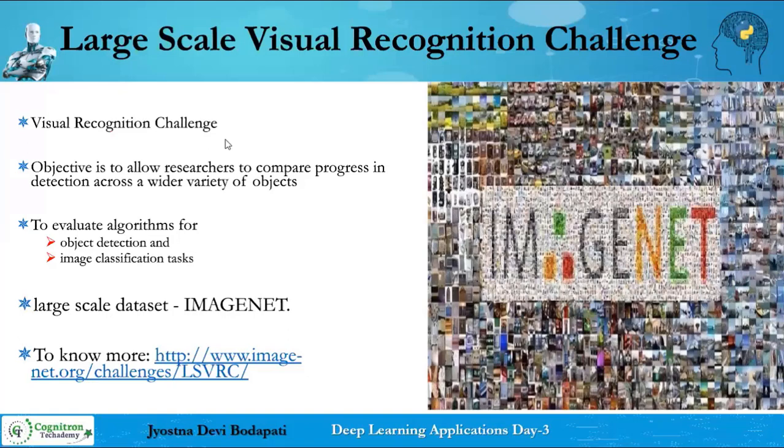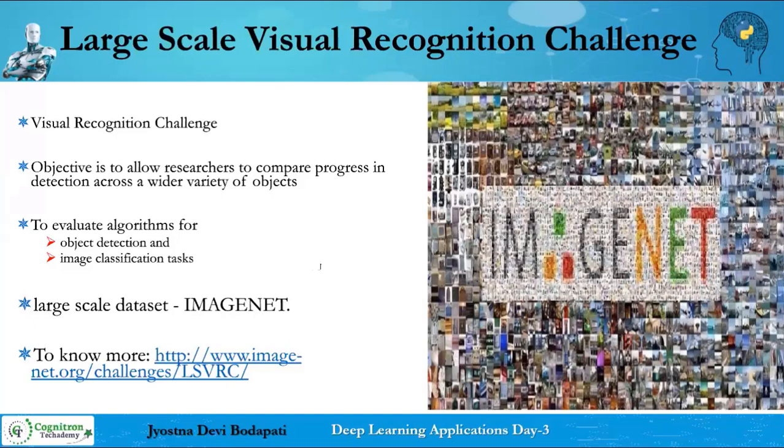There was a challenge called the Large Scale Visual Recognition Challenge. It was introduced with the objective of allowing the research community to compare their progress, their algorithms, on object detection or classification models. Different people implement different classification algorithms, but no one knows whose model is better, because all of them use different data sets. Then you cannot compare them, right? It would not be fair to compare them.